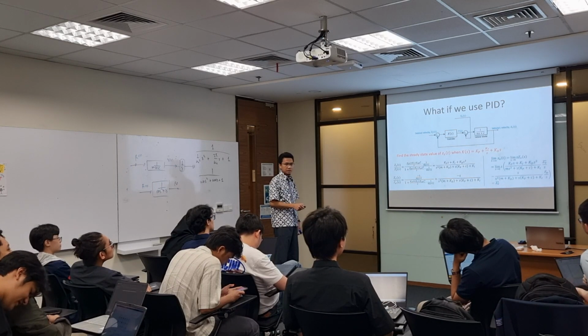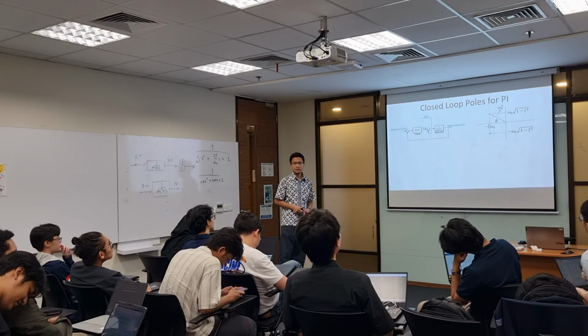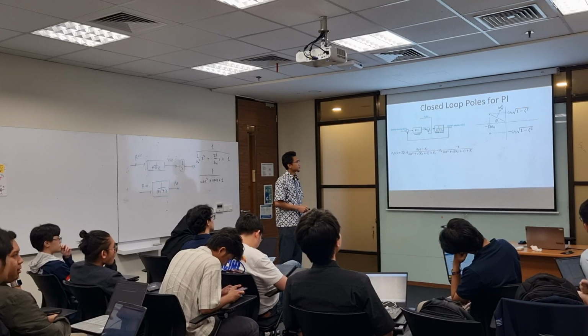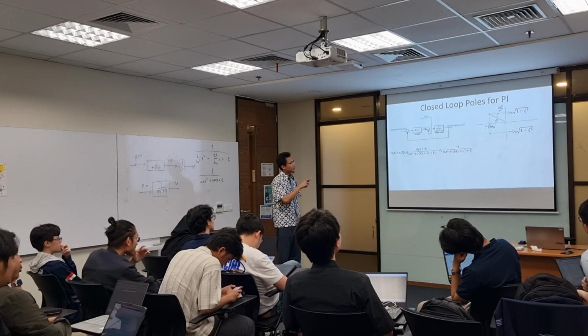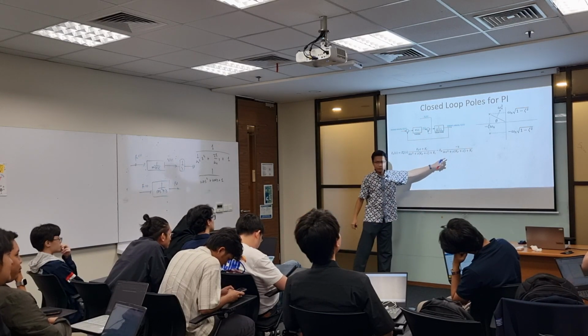The same result. But what I want to discuss is, what about the closed loop poles of the proportional and integral controller? When we discuss the closed loop poles, which part do we look at from this? Which part?